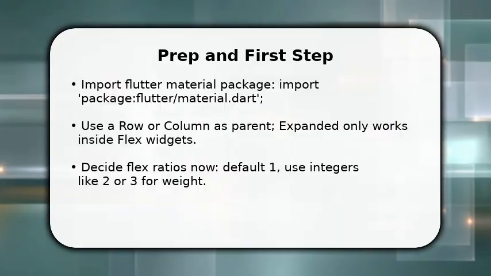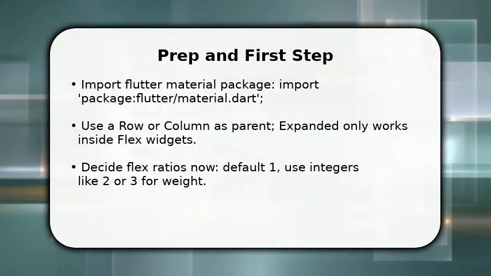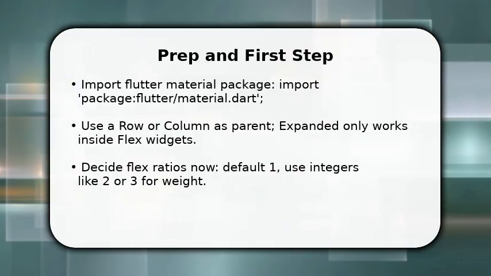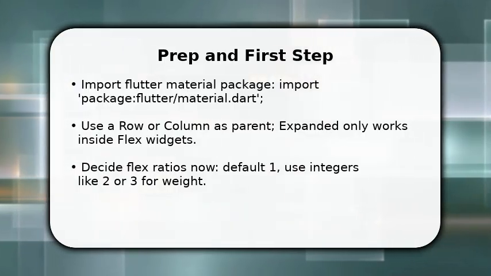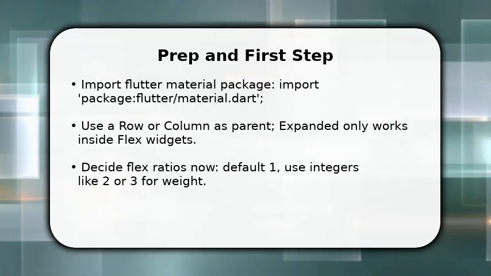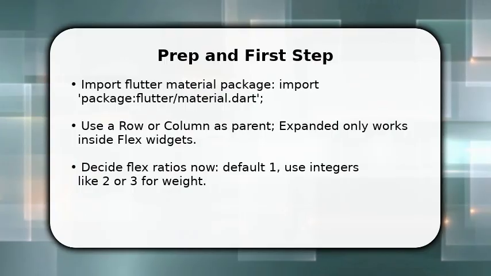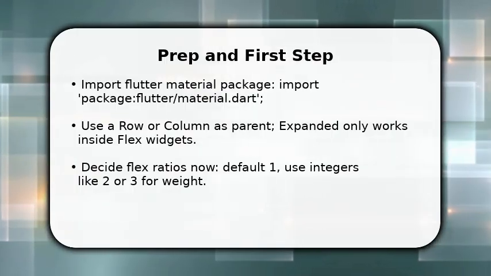You already have a MaterialApp and a Scaffold. Now place a Row or Column where space must be shared. Wrap the child you want to stretch with Expanded immediately. You do this because Expanded tells the Flex parent to allocate remaining free space to that child according to its flex value. Once wrapped, set flex to control proportion.